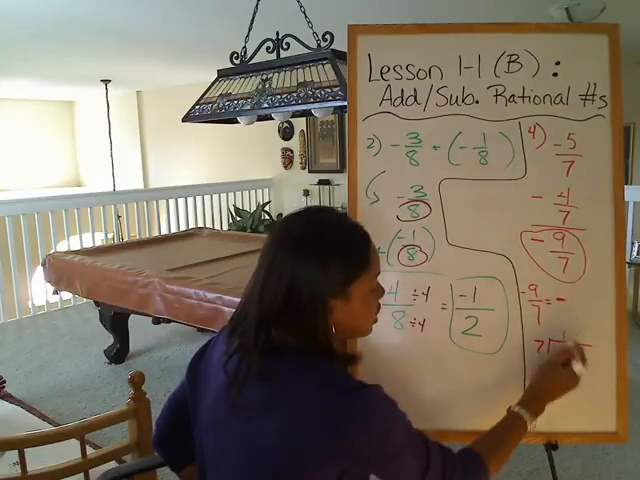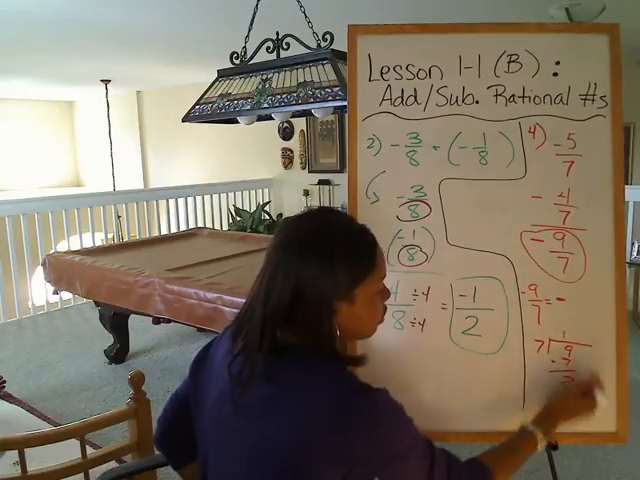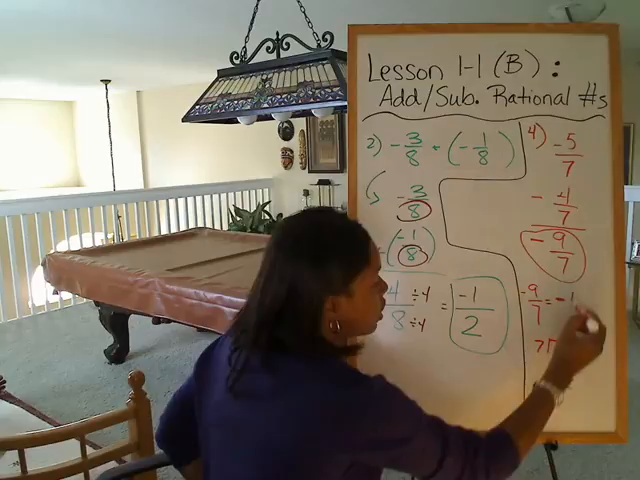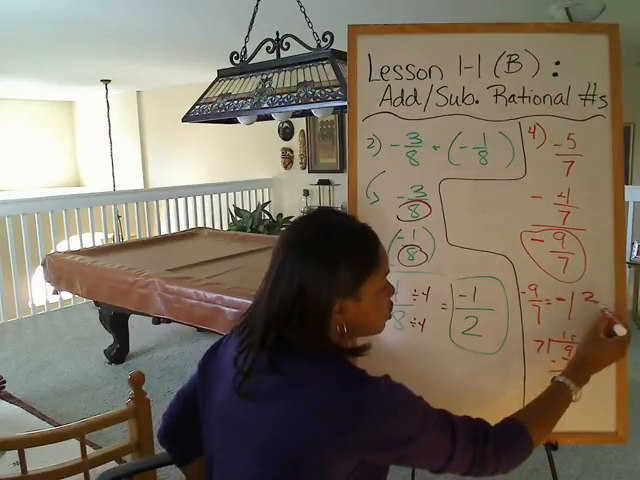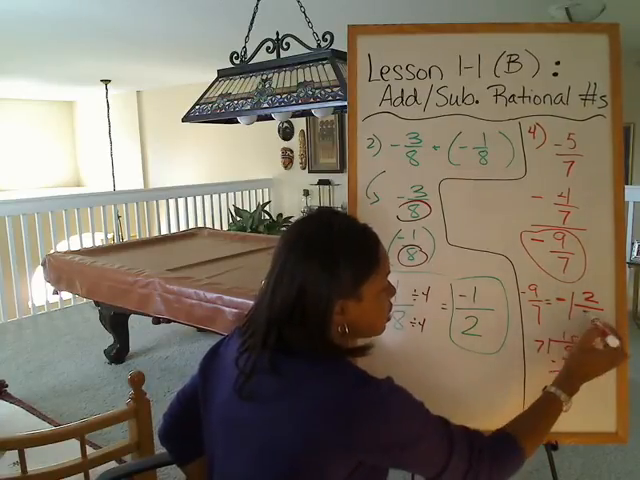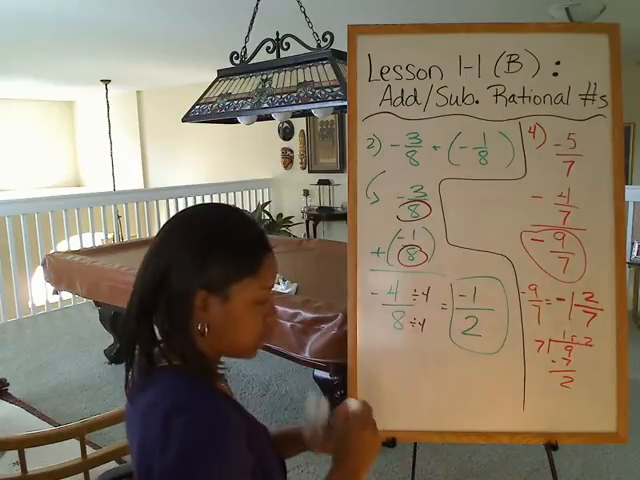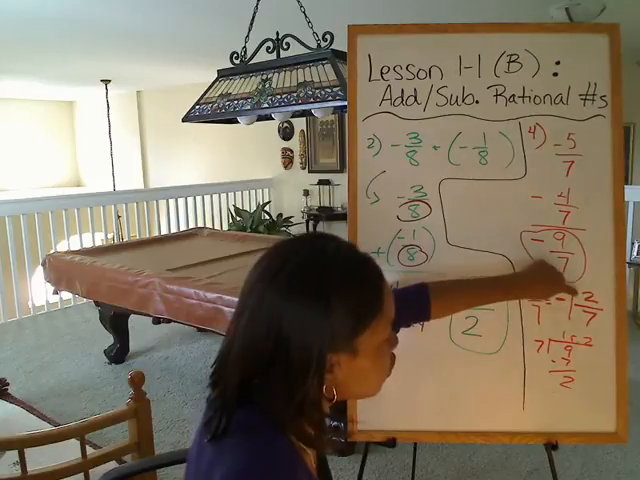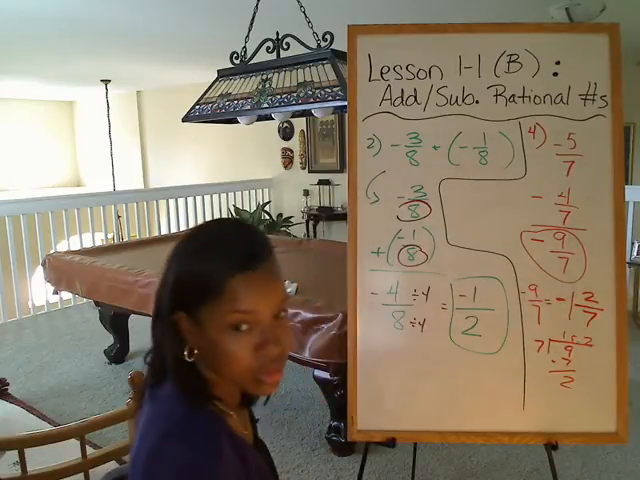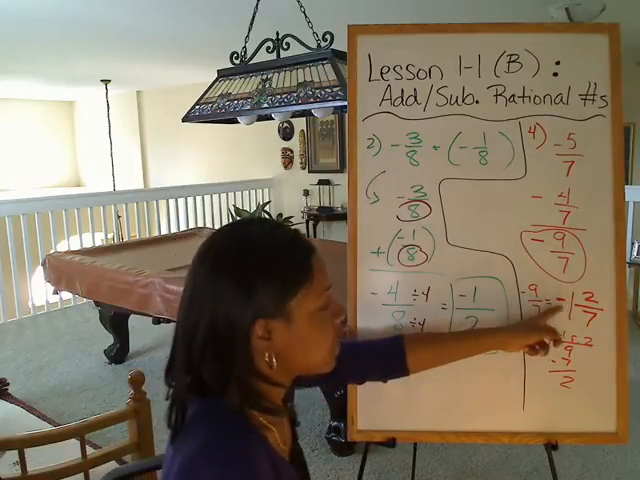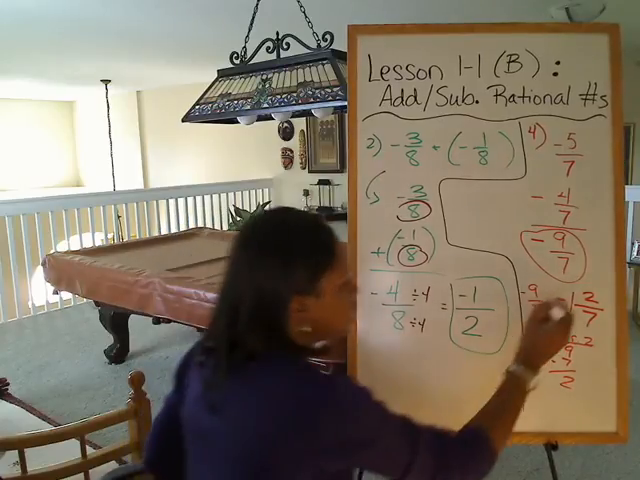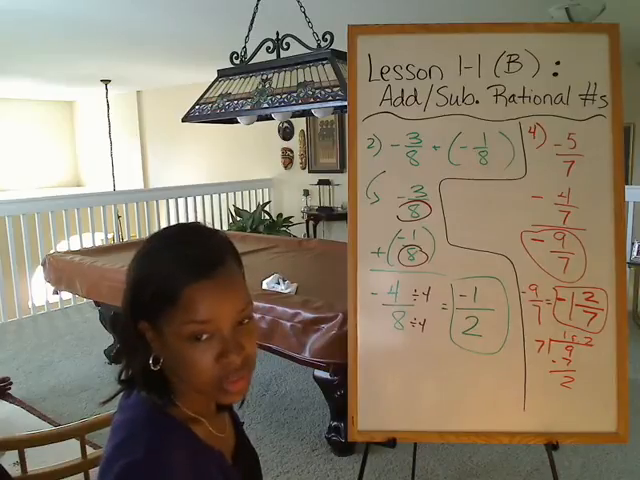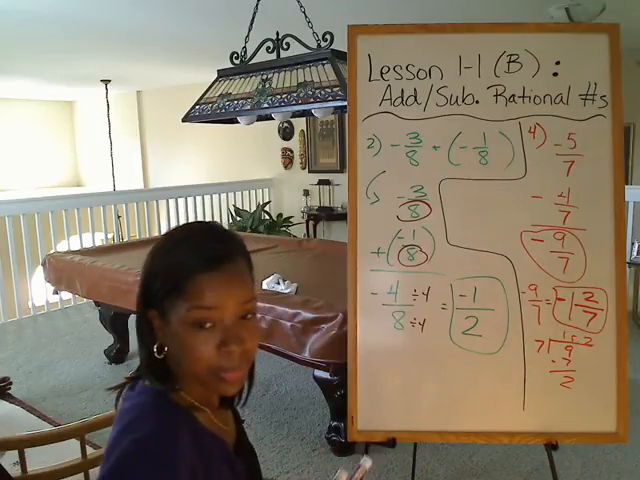7 goes into 9 one time, and you have a remainder of 2. So your answer is going to be 1 whole. The remainder is 2. That's your numerator, and you keep the same denominator. Okay? So you say 7 goes into 9 one time with 2 left over, and you keep the denominator. And it started out negative, so it has to end up negative. So those are the only two answers. It could be negative 9/7 or negative 1 2/7. They're the same thing. Okay?